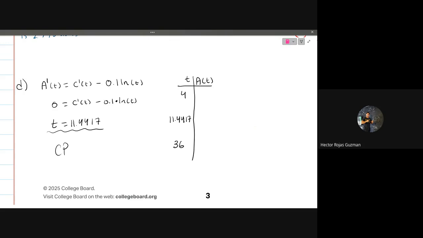All right. So I'll show you what it's going to look like. Basically, you're going to plug in the 4 into C. So C of 4 minus the integral from 4 to 4 of 0.1 ln of x dx. You got a calculator with you, plug it in. This gives you approximately 5.128.